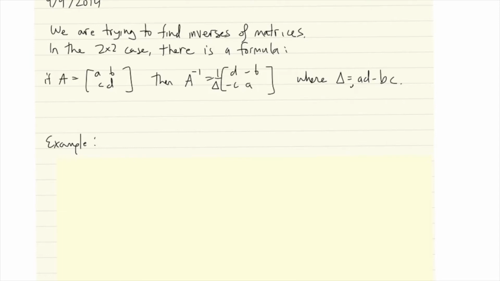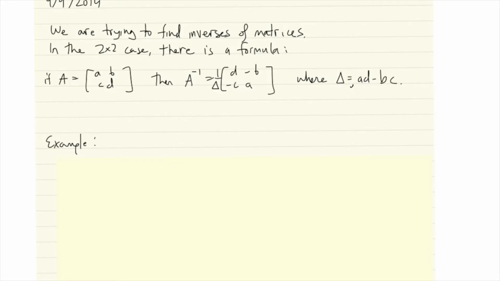Okay, today we are going to continue talking about the inverses of matrices. So from last time, in the 2 by 2 case, there is a convenient formula. If A is a 2 by 2 matrix with entries a, b, c, d, then the inverse is given by this formula here. You flip the diagonal terms, add negatives on the off diagonal terms, and then divide every entry by the determinant, which is this combination here.